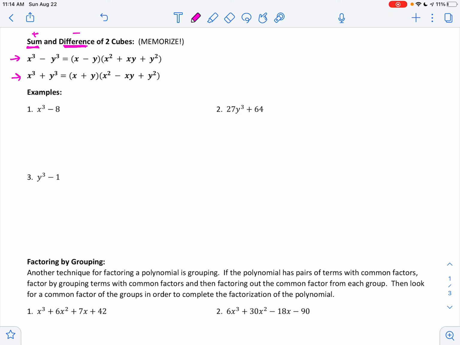So let's see what is happening with example 1. I have x cubed minus 8. The first thing you want to do is figure out what is being cubed. So something is being cubed here and something is being cubed here. x cubed is x cubed and 2 cubed is 8. When I'm looking at this, I see that I'm subtracting, so I'm going to be using the difference of 2 cubes rule over here.